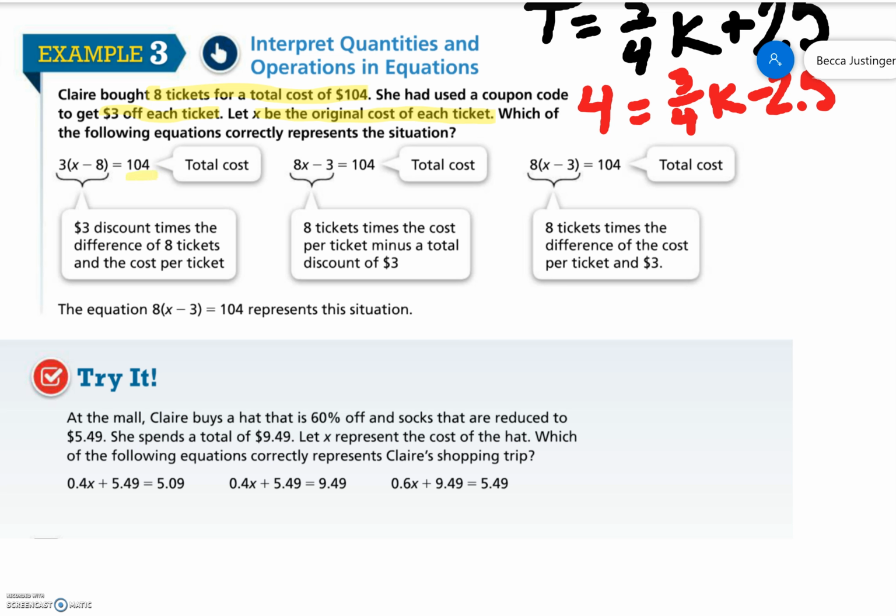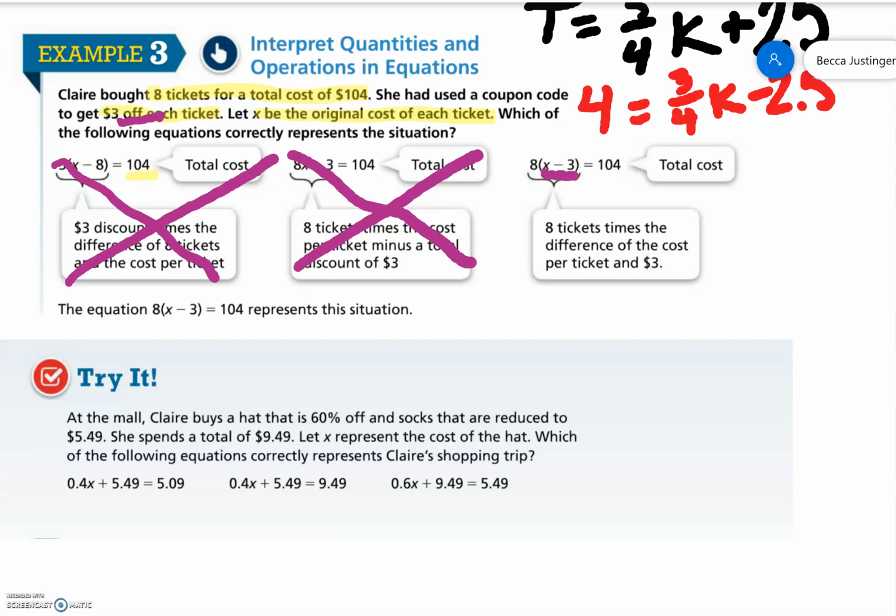So $3 discount times the difference of 8 tickets and the cost per ticket. So we have that total cost is 104. X minus 8 times 3. That doesn't work. We're subtracting the $3 off. So then 8x minus 3, well, it's $3 off each ticket. So that doesn't work. So then x minus 3, that accounts for how much you get off each ticket. We bought 8 of them, so this one is the correct answer.